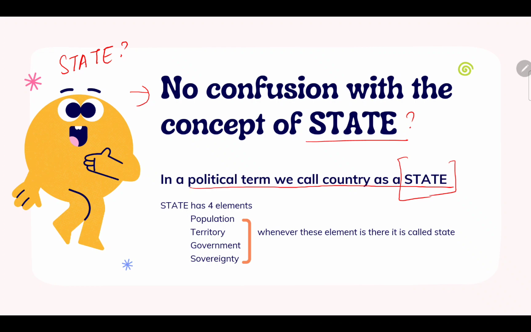In class 11 you have already discussed the state and its elements. I will just recapitulate the elements of the state. Number 1 is population, number 2 is territory, number 3 is government, and number 4 is sovereignty. If a country has these four elements, then it is called a state. So I guess now the concept of state is clear.